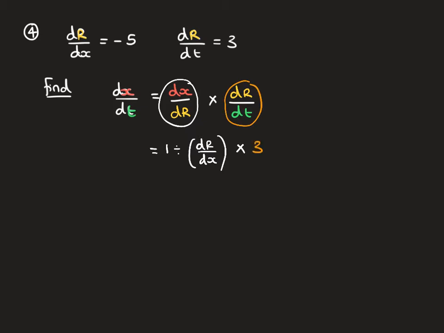So we need the reciprocal of dr by dx, which is -1 over 5 multiplied by 3. So the answer is -3/5. And we found a related rate of change by making use of the chain rule.